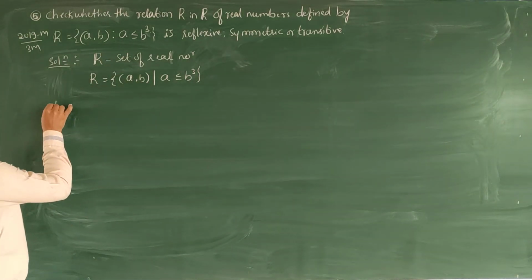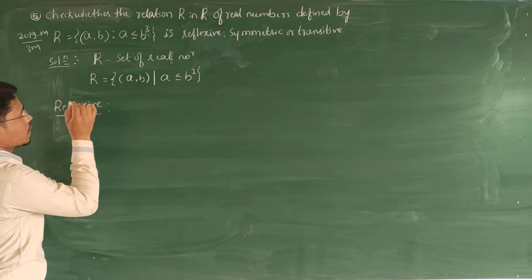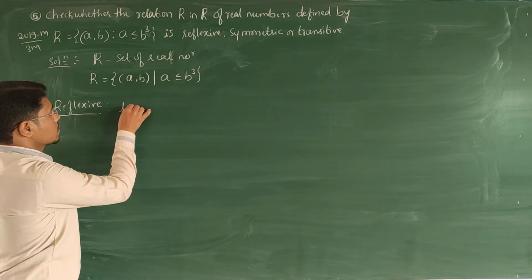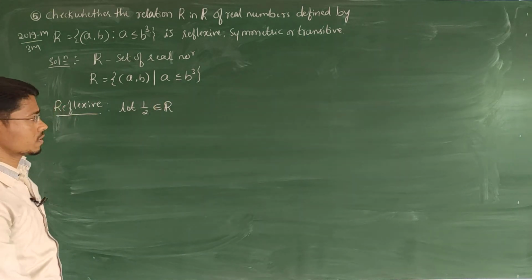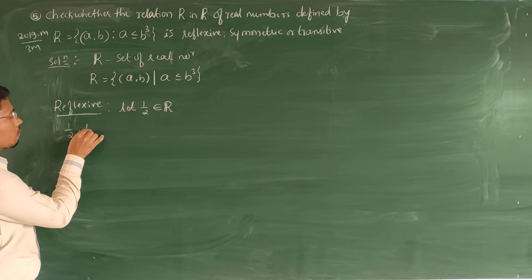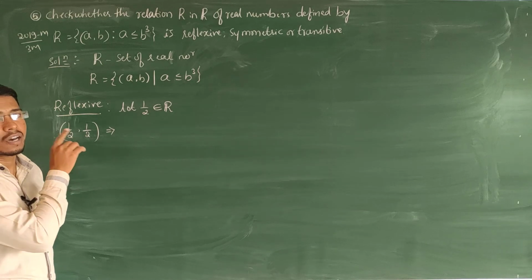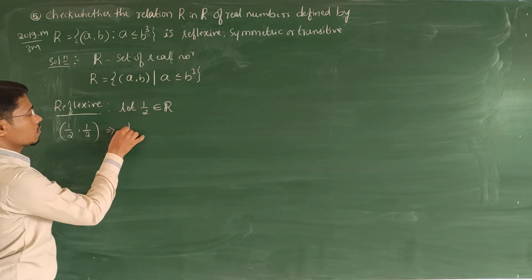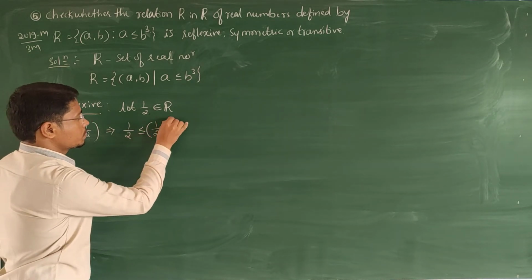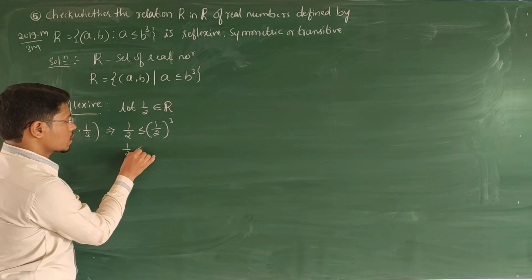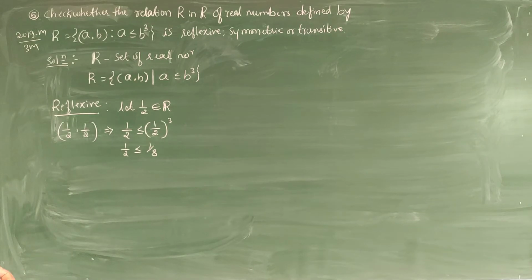Now, reflexive. Let us consider a number. I will consider the same as the previous, 1 by 2, which belongs to the set of real numbers. Take the pair 1 by 2 comma 1 by 2. Check whether it belongs to the relation R or not. So the relation is 1 by 2 less than or equal to 1 by 2 cube, which is 1 by 8.